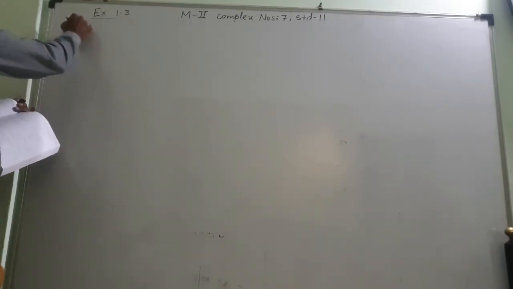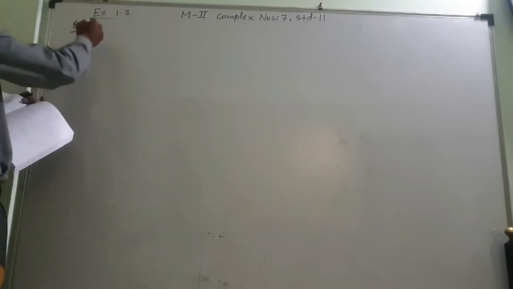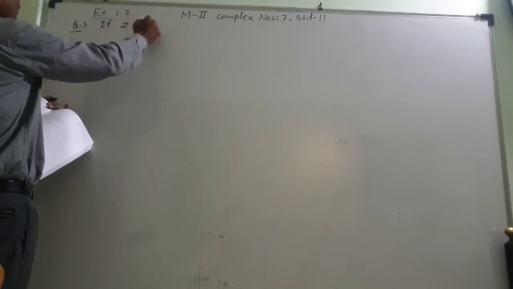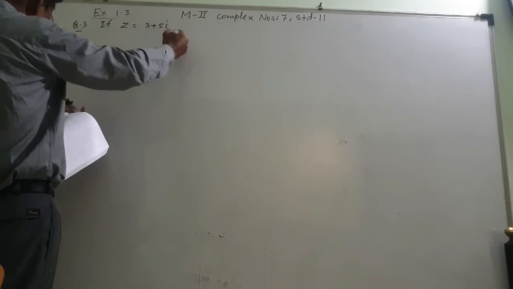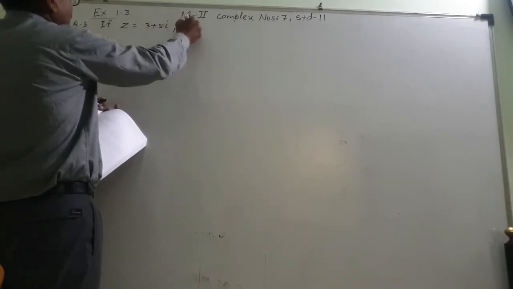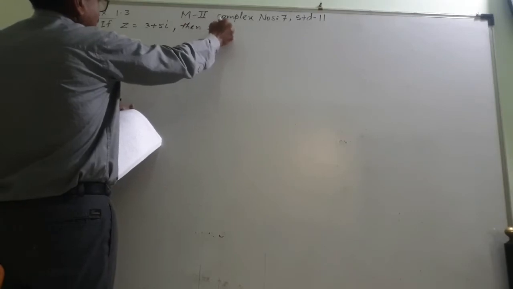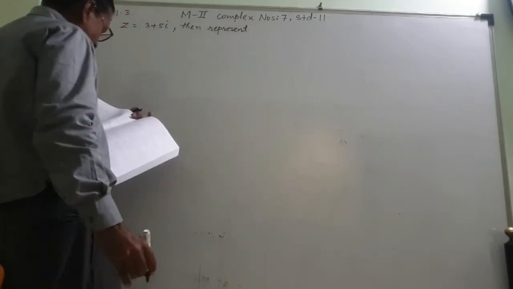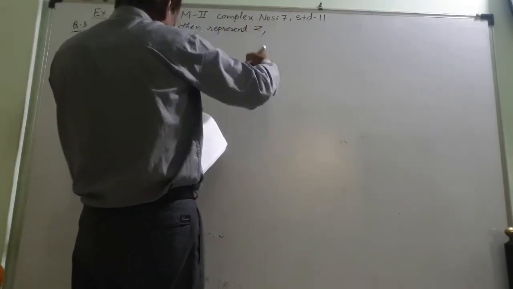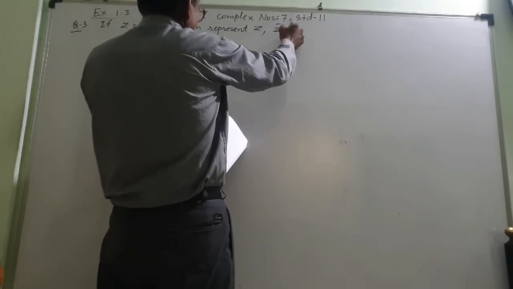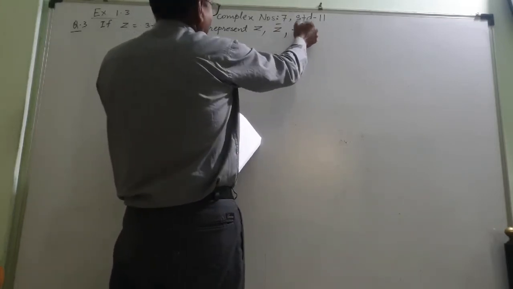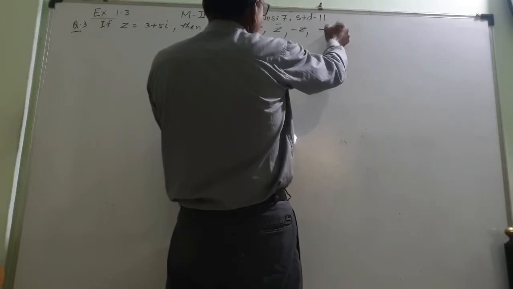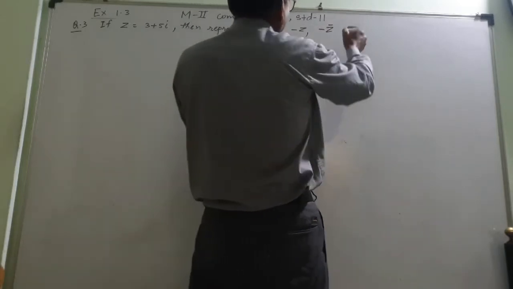Number 3. If z equals 3 plus 5i, then represent z bar, minus z bar in Argand's diagram.